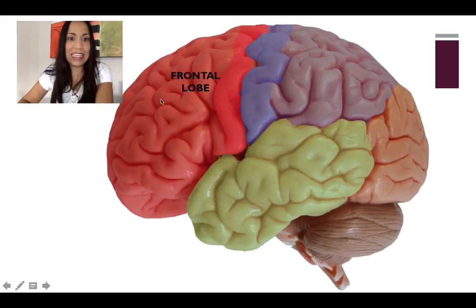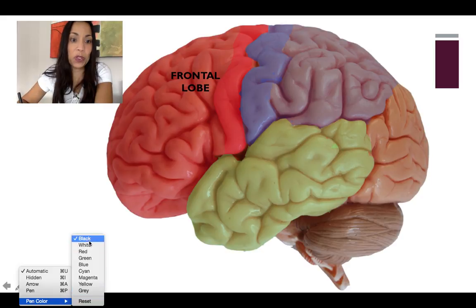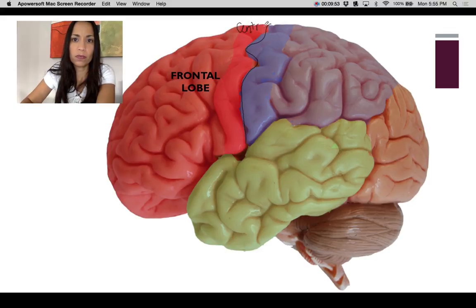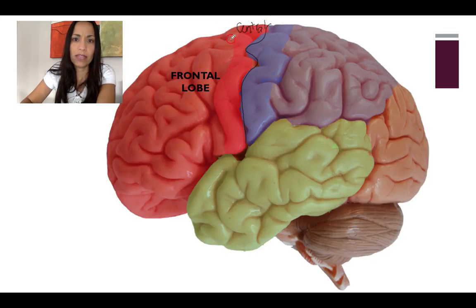So anteriorly located, we have the frontal lobe right here under the frontal bones. The frontal lobe begins here anteriorly, and the posterior boundary is this line, which is called the central sulcus. Remember, sulcus is just a groove separating two gyri. So the central sulcus is the posterior boundary of the frontal lobe.